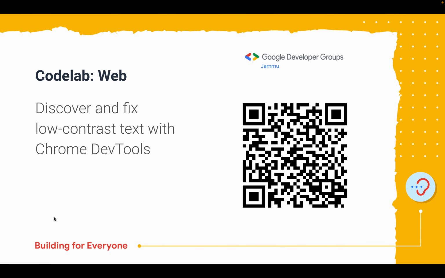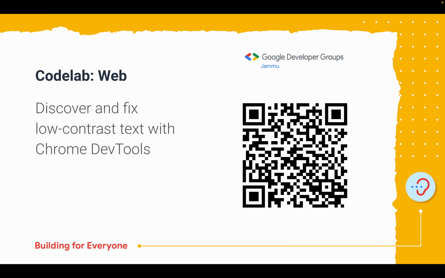So the next part is about web accessibility, and here we are going to fix low contrast text with Chrome DevTools. Most web developers might be familiar with DevTools. It is built into most browsers. So I recommend all the participants to scan this given QR code, and I have linked the same codelab in the description as well.